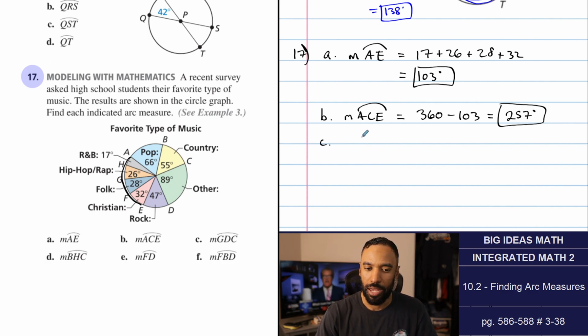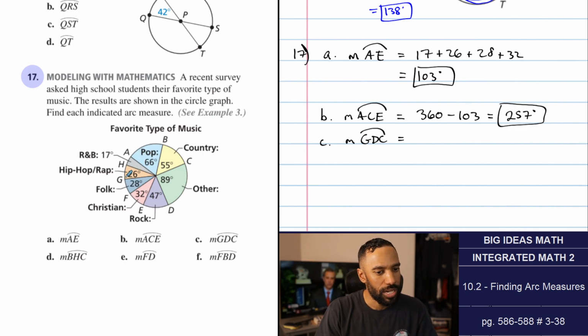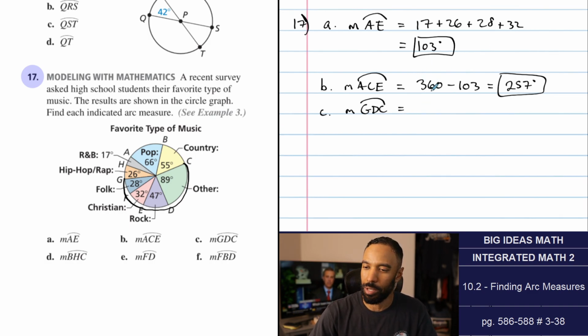Part C, measure of arc GDC. GDC. Let's erase what was there before. G, where's D and C? So we got to go the major direction, obviously through D there. 28, 32, 47, 89, hut, hike. Let's add all those up together.